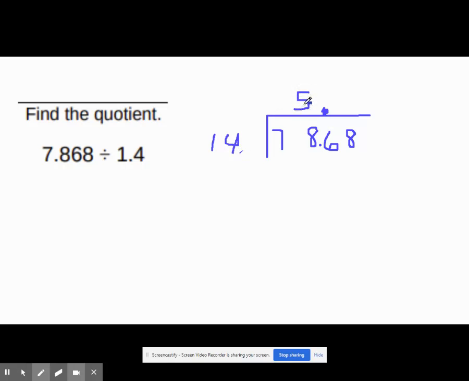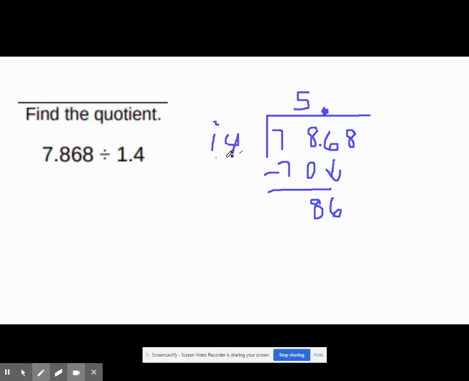So 4 times 5 would give me 20. Carry my 2 over. 5 times 1 is 5, plus 2 more gives me 7. Hey, there we go. That looks pretty good. So 78 minus 70: 8 minus 0 is 8, 7 minus 7 is nothing. That is definitely less than 14, so we are good to go on that step. Next thing we do, drop our next digit down. Now I've got 86. So I need to figure out how many times 14 can go into 86.